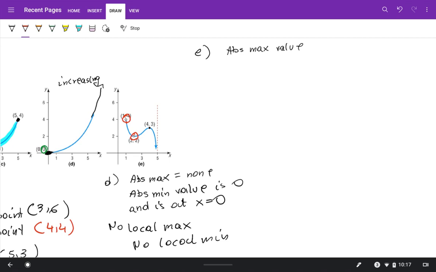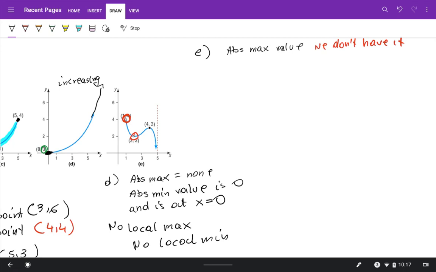However, we removed that point from the graph, so we cannot really give the specific highest y value, which should represent the absolute maximum, so we don't have it. Don't forget that 1 comma 4 is not part of the graph.